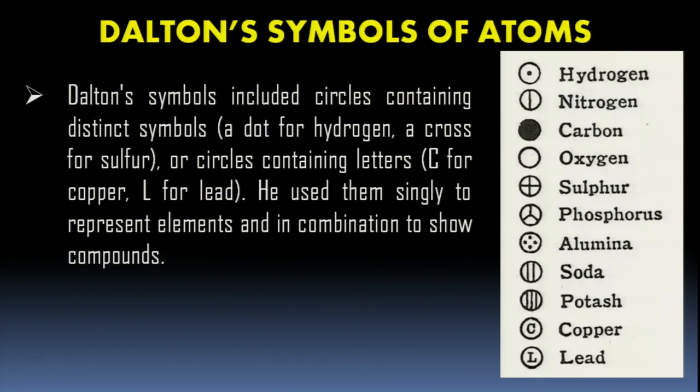C for copper, L for lead. You see lead inside the circle, L is there. For copper, inside the circle you have C. For potash, you have some lines. For alumina, you have some dots, four dots. Phosphorus, three lines. Oxygen, the plain circle. Sulfur, a plus sign is there. So these were the initial symbols. Don't compare with the symbols we are using now. We'll move to that. But Dalton's symbols were of this sort.